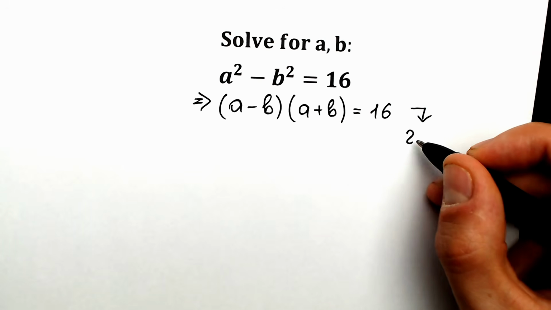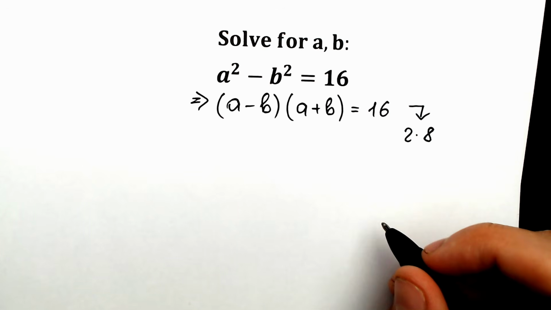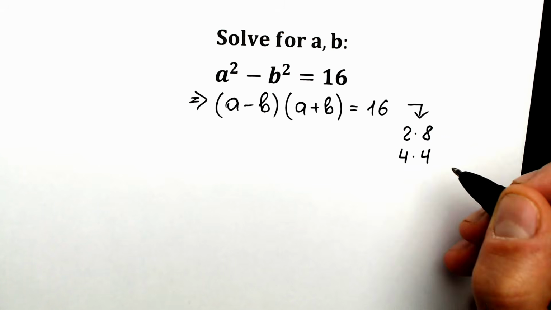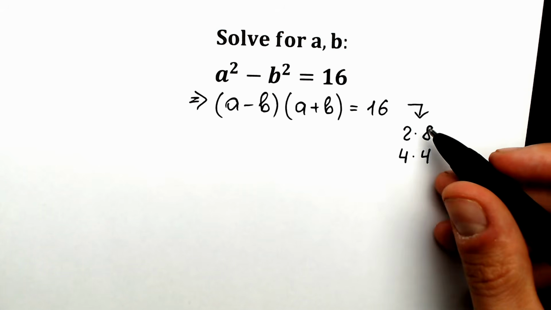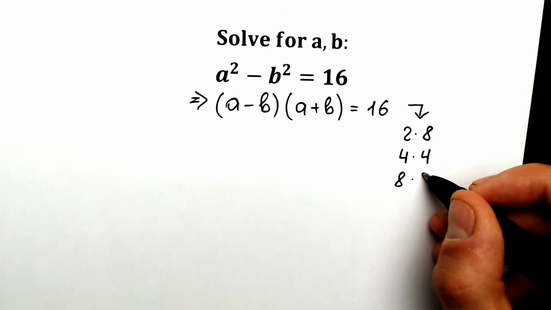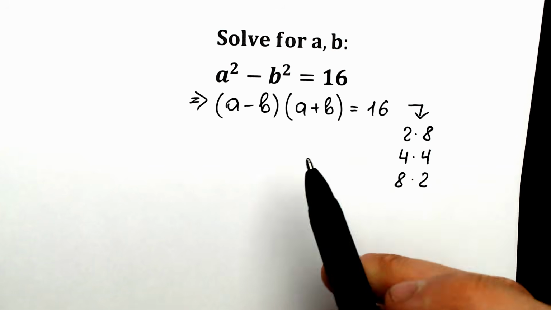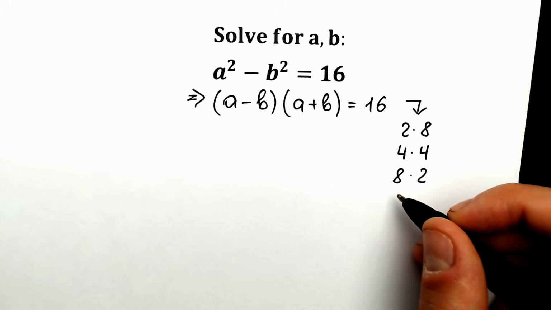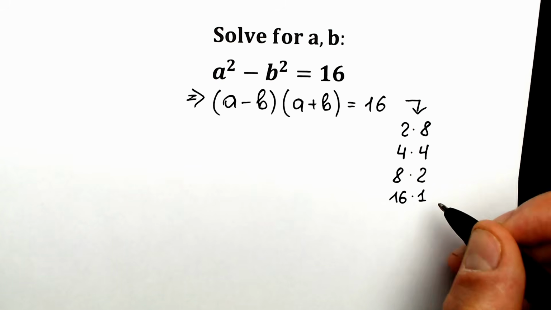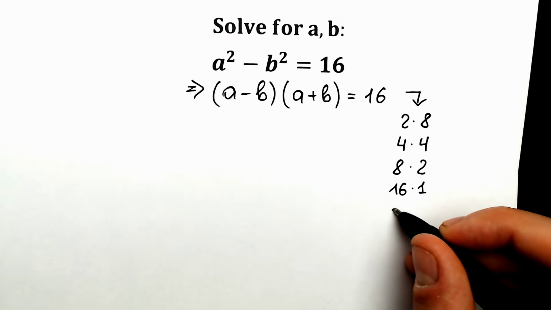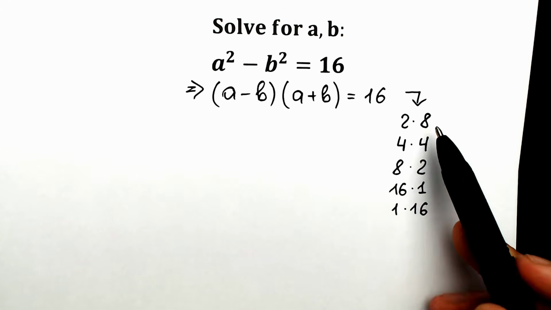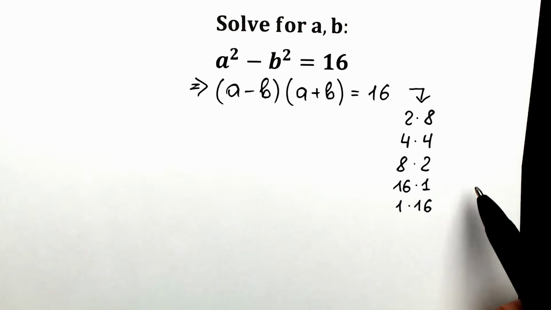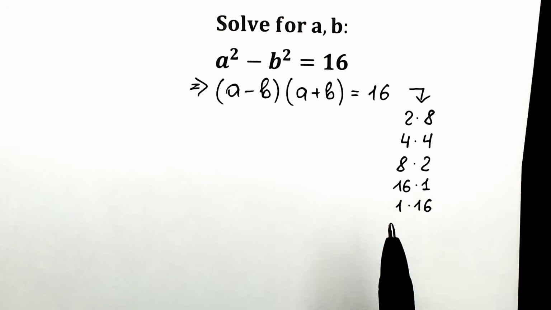Everyone prefers 2 times 8. This is the first way. Second way, 4 times 4. This is the obvious one. 8 times 2 is also a way. And fourth, we have 16 times 1, and 1 times 16. So basically we have five cases, and right now I don't want to talk about the negative part. I will say a few words about this negative part a little bit later.